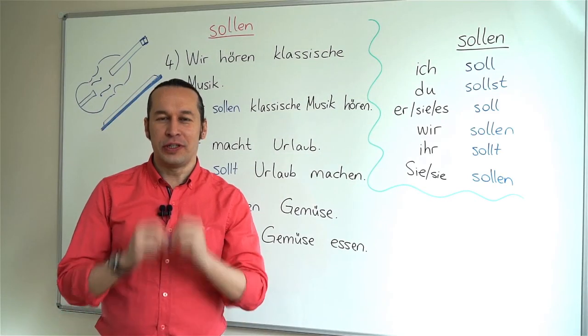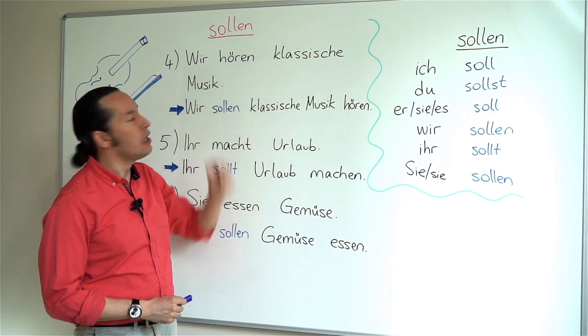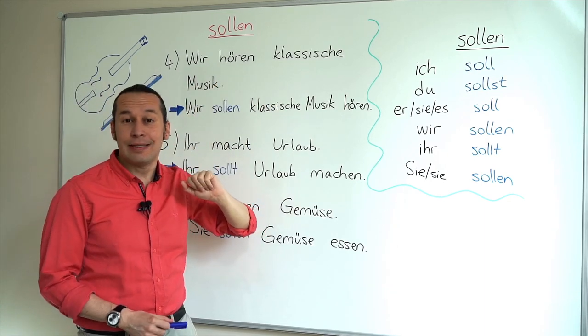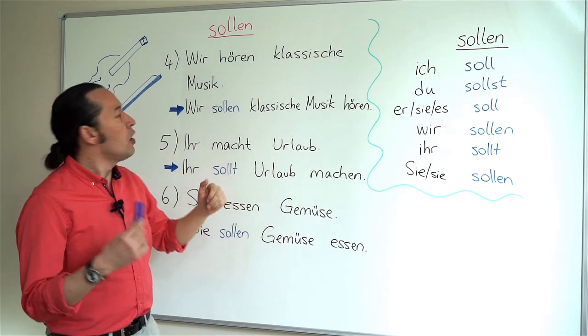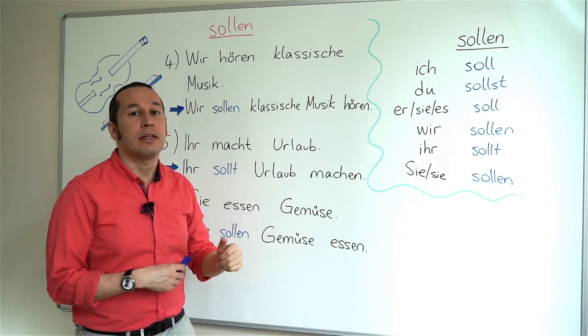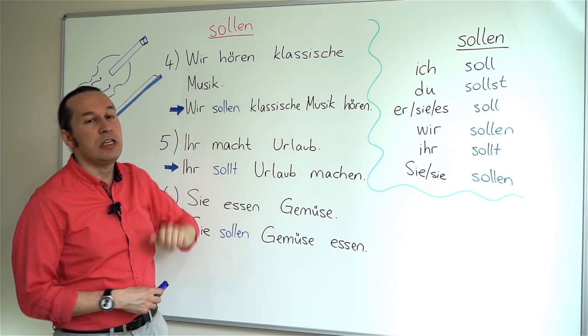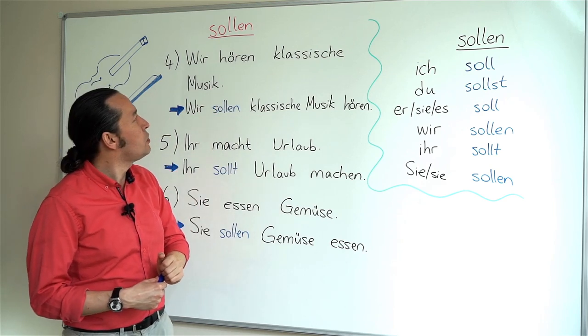Let's continue with the next exercise. Wir hören klassische Musik. Hören, to hear, to listen. Klassische Musik, classical music. So, we are listening to classical music stands for wir hören klassische Musik in German.